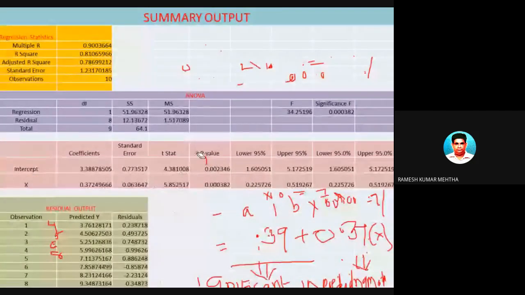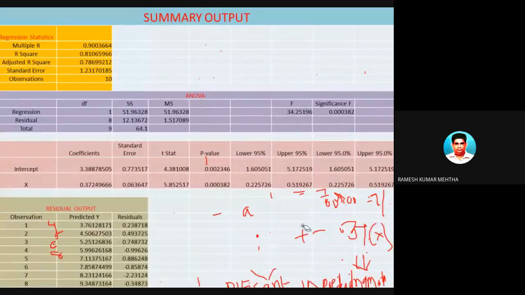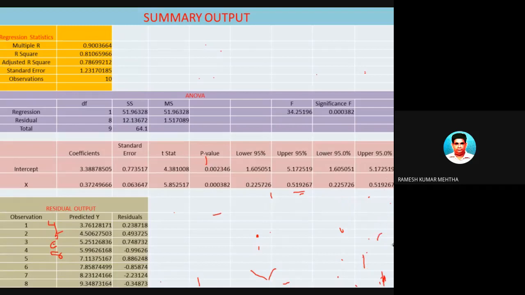This means that the probability that the null hypothesis is true is only 0.03%. Now, what is this null hypothesis? What do you mean by alternative hypothesis? All this stuff, you have to get an understanding about that. I will explain null and alternative hypothesis.